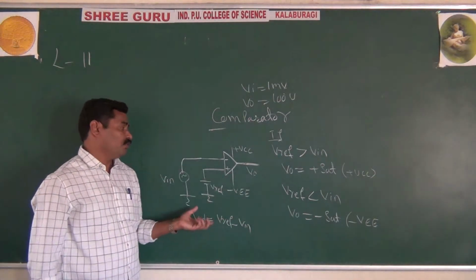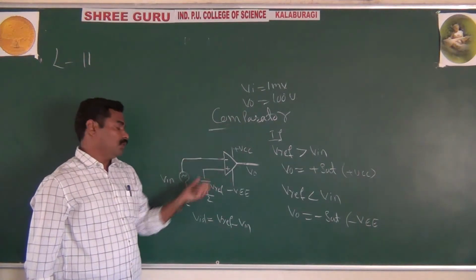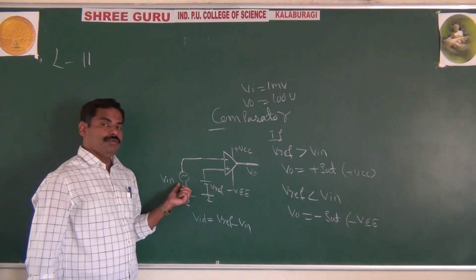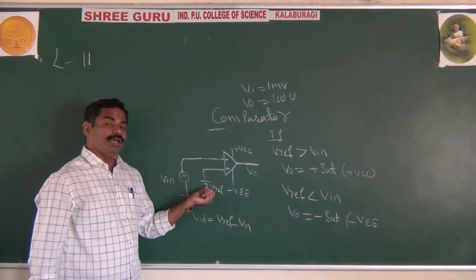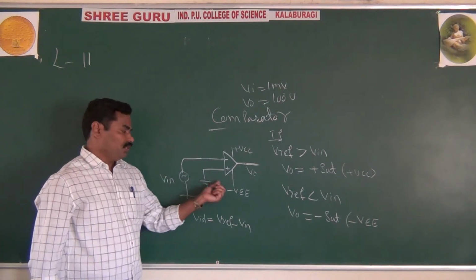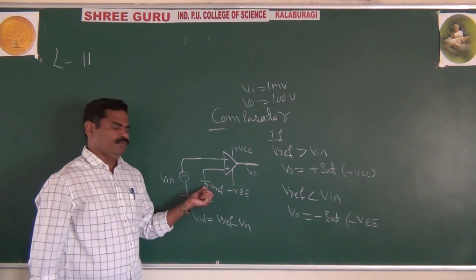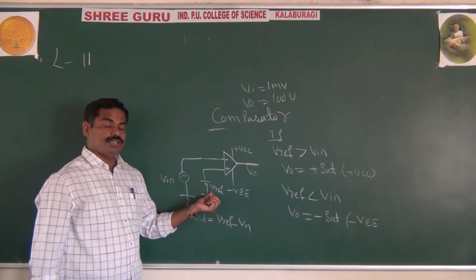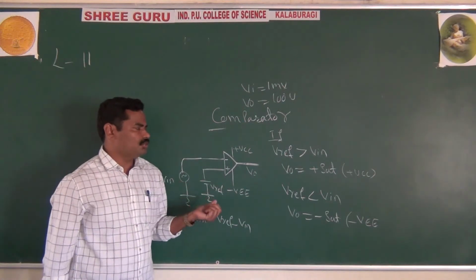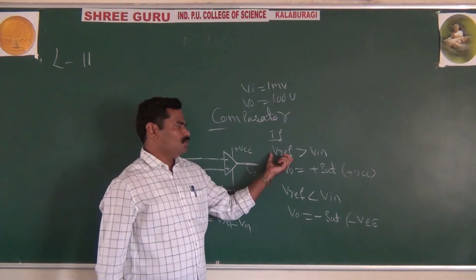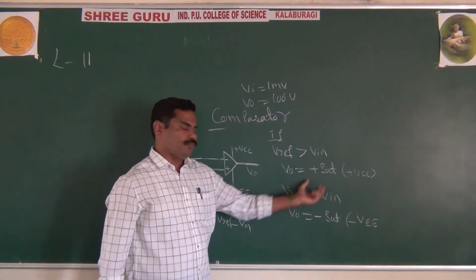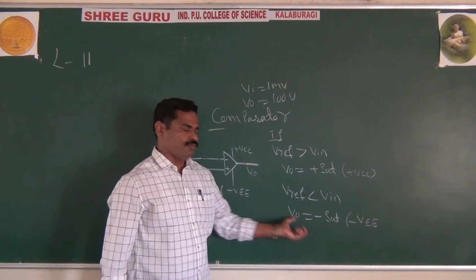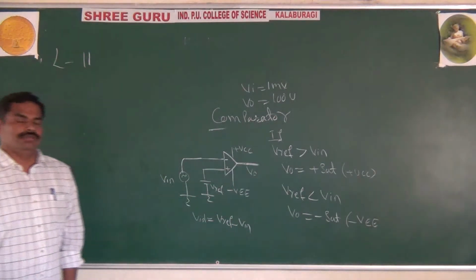Overall, the important thing is that the comparator will compare the two signals: with respect to VREF, it compares Vin. This VREF is constant, you can take it as any value. This reference voltage is compared to the input voltage. The condition is that if the reference voltage is more than Vin, we get positive saturation, and if the reference voltage is less than Vin, we get negative saturation. This is about your comparator in brief.